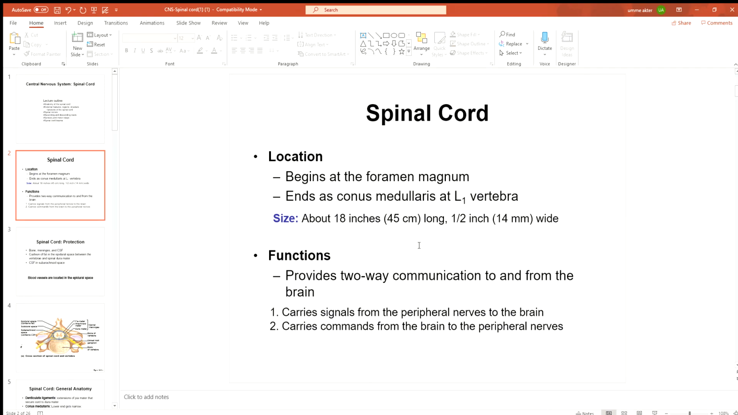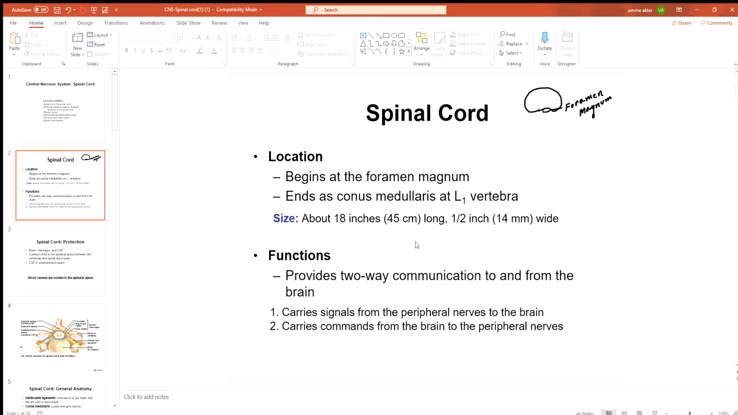So first we'll see the location of the spinal cord. If you see the spinal cord, the upper end of the spinal cord is at the level of the foramen magnum. You remember in the bottom of the skull, in the occipital bone, there is a large foramen called the foramen magnum. And that is the upper level of the spinal cord, or the starting of the spinal cord.